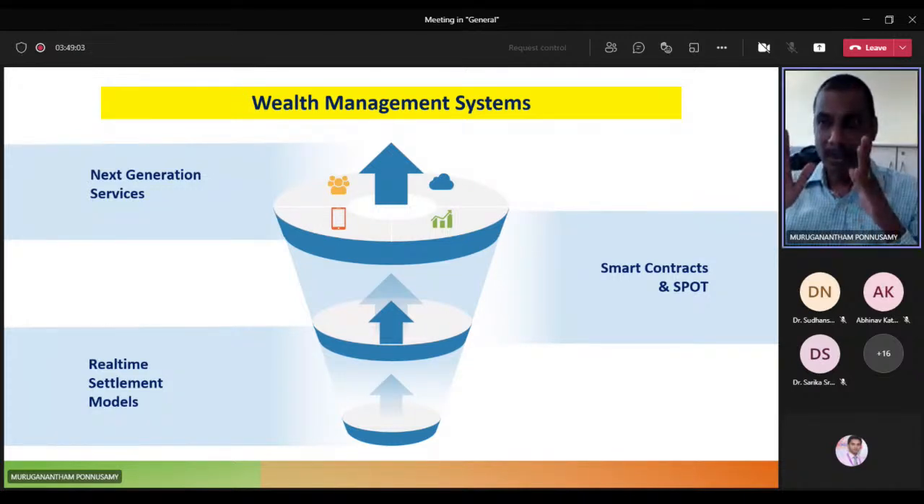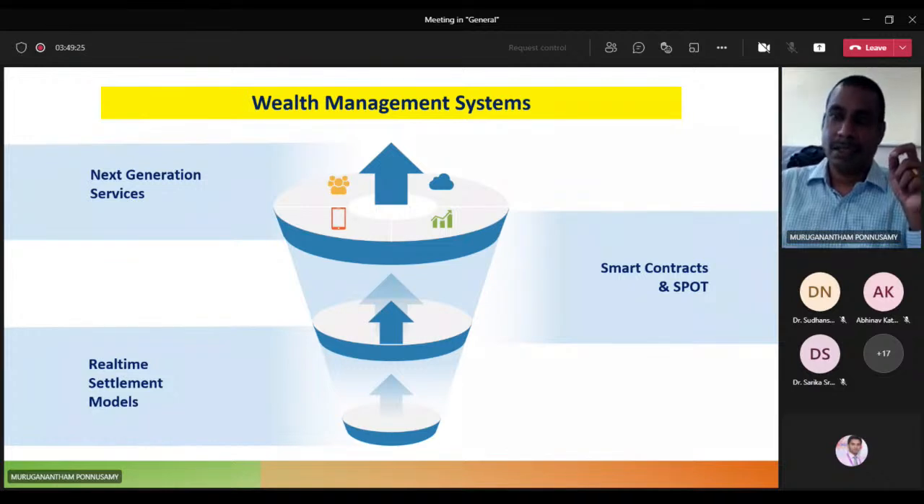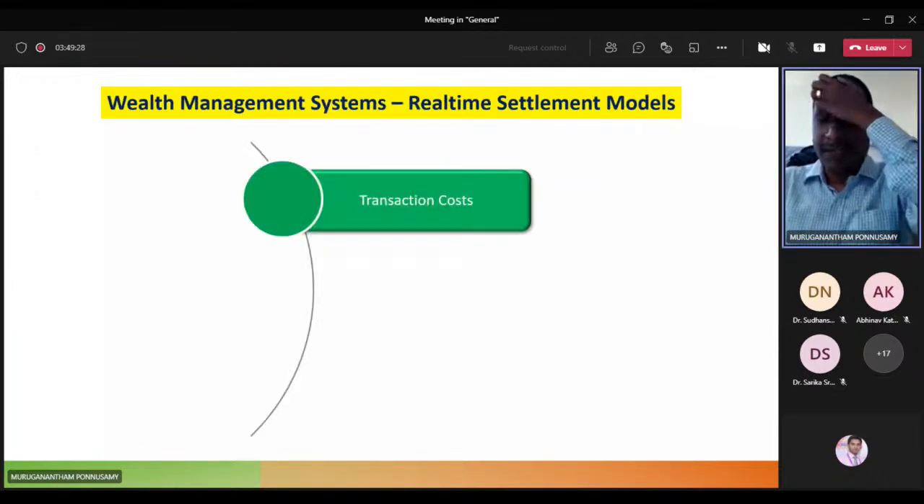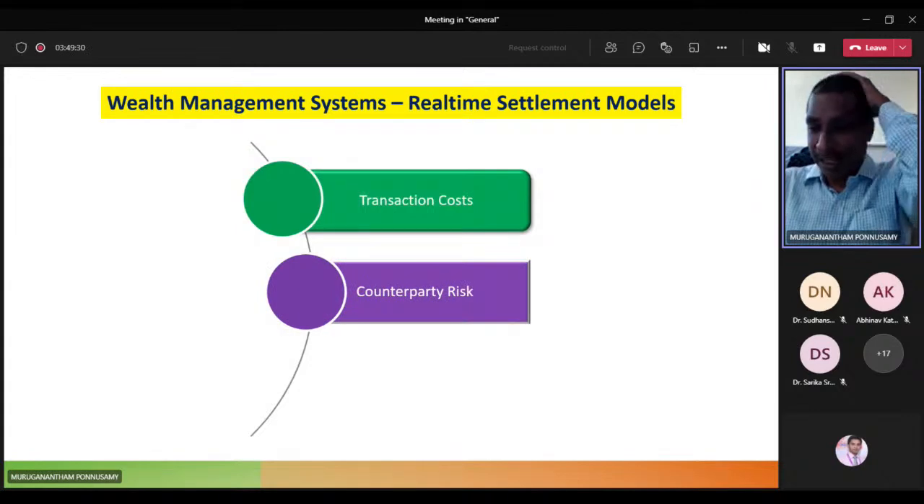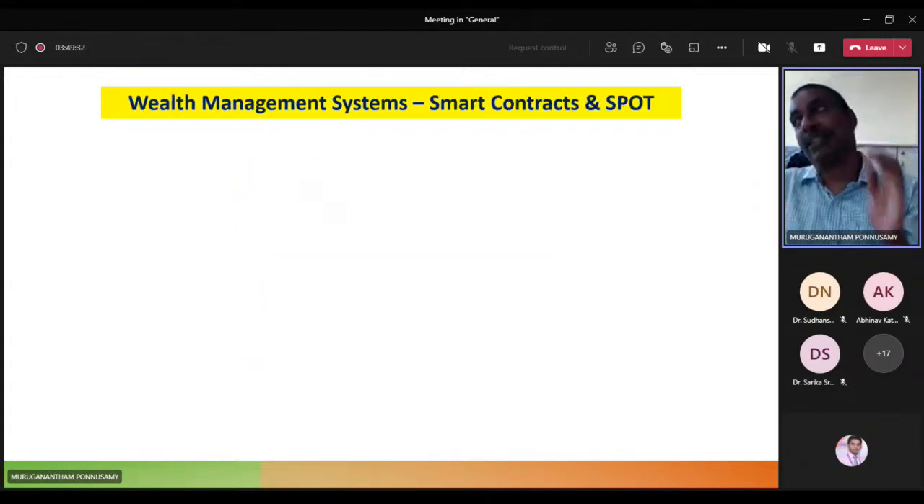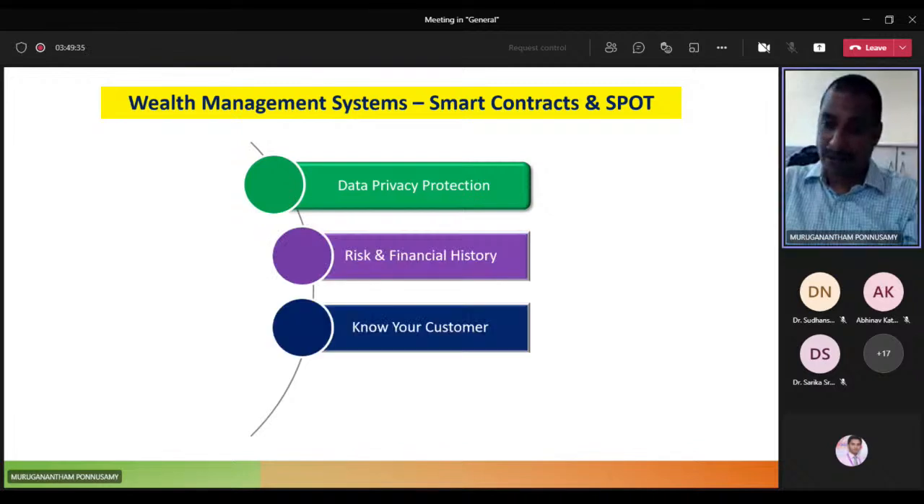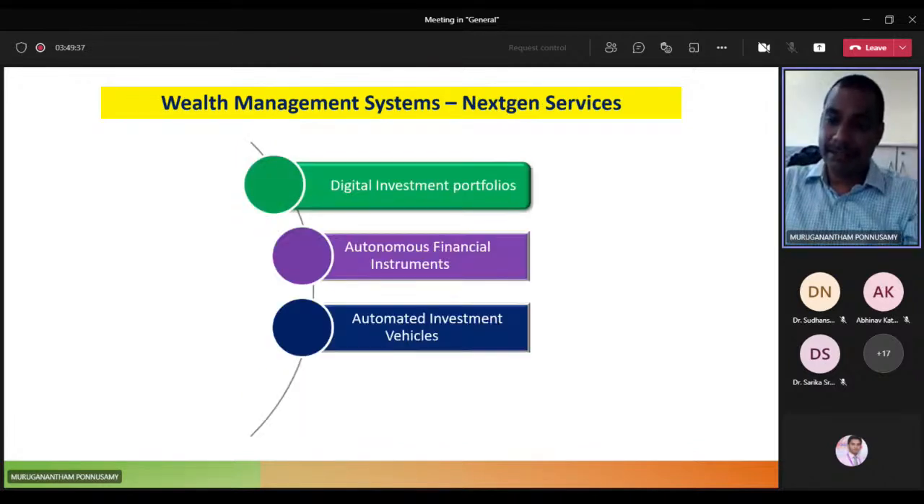This blockchain is facilitating faster client onboarding and provider switching. Then comes the next-gen services, digital investment portfolio. I will brief a little higher in the next coming slides. When you say real-time settlement, I already briefed transaction cost, counterparty, and other things, smart contracts, and next-gen services.